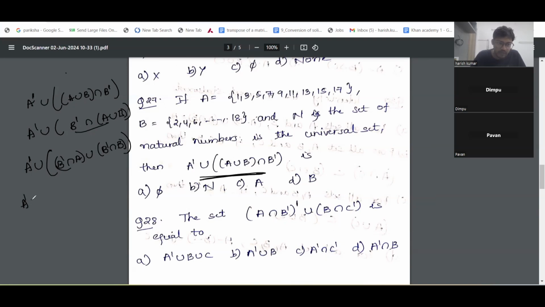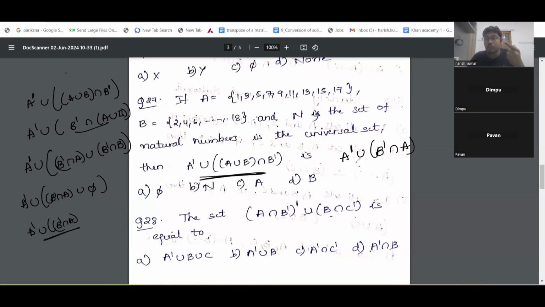Next, this will become A union B complement intersection A union B complement intersection B. This is the null set, right? And what is A complement union B complement intersection A union null set? It's B complement intersection A only. Whichever set I take a union with the null set, I'll get that set only. So now I'm left with this one: A complement union B complement intersection A.